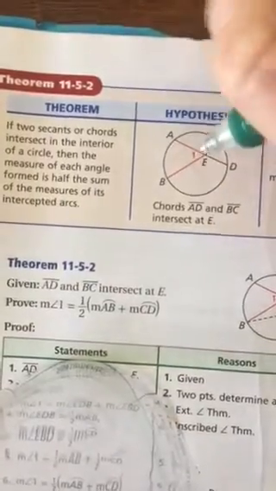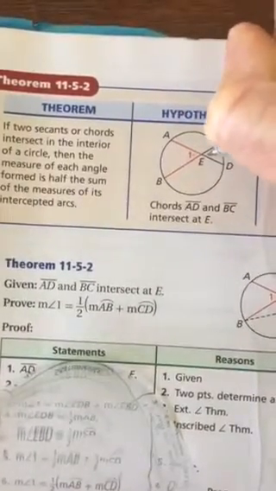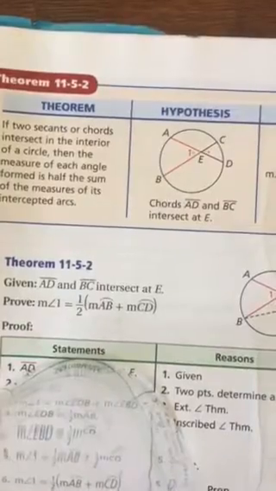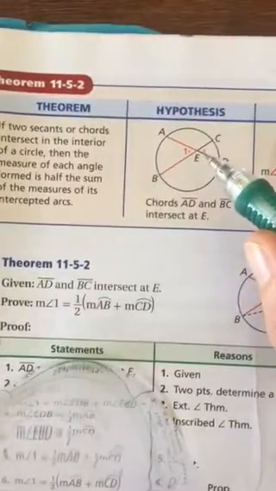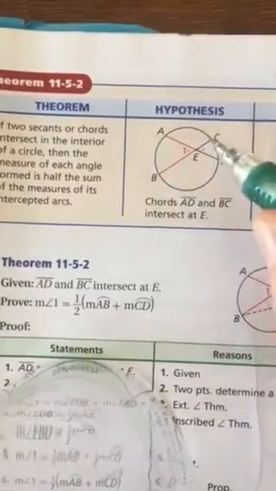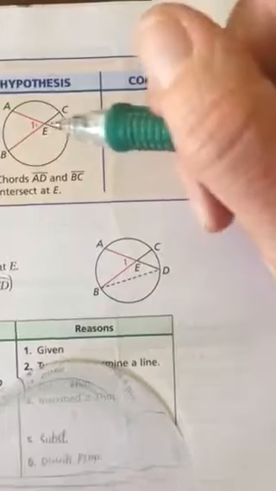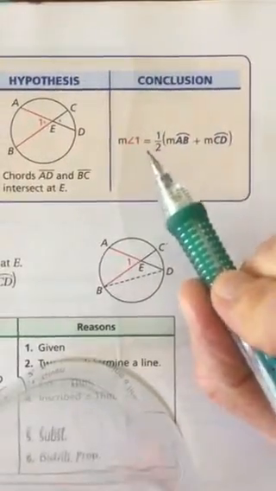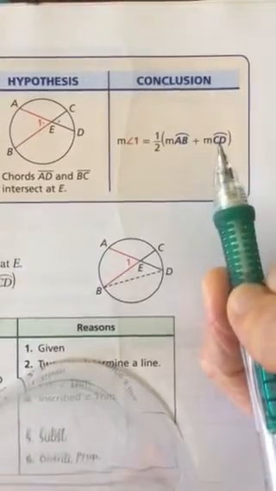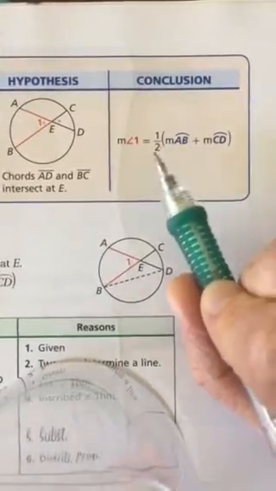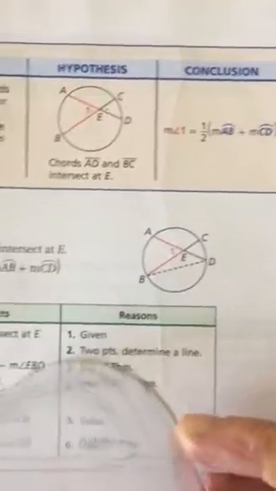Angle 1, of course, is going to be congruent to this angle because they are vertical angles. And these angles are going to equal 1/2 of AB plus CD. Let's look at the math on that. Angle 1, or its vertical angle, are going to equal the two intercepted arcs added together and divided by 2. So that's really quite easy.